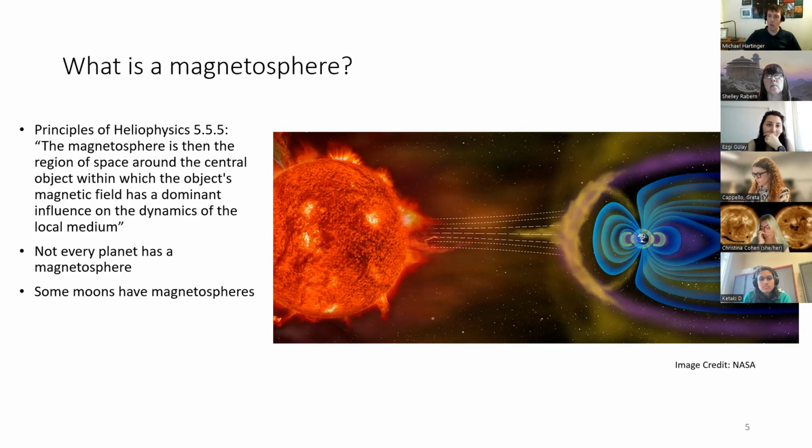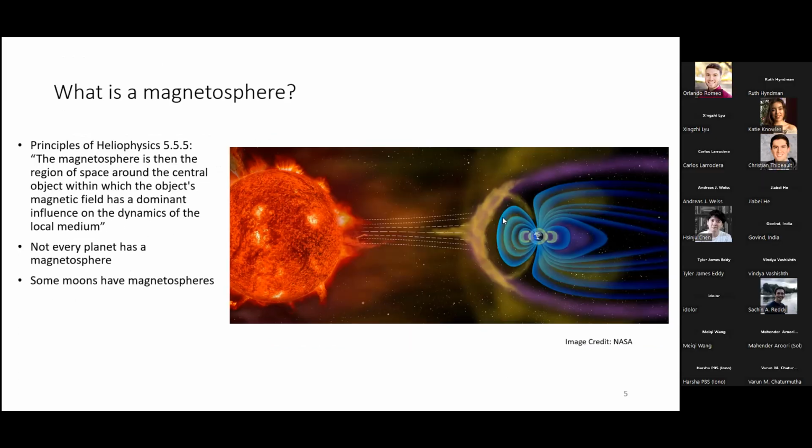And so in the context of the Earth, the region out to the outer boundary here, where the dynamics are dominated by the Earth's magnetic field, is the Earth's magnetosphere. Other planets, of course, have a similar thing going on, like Saturn and Jupiter. Any of those planets have a big magnetosphere, but not every planet has a magnetosphere.